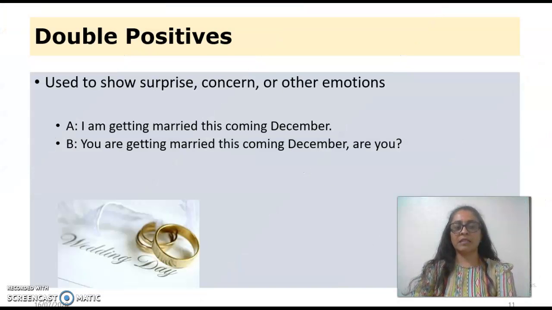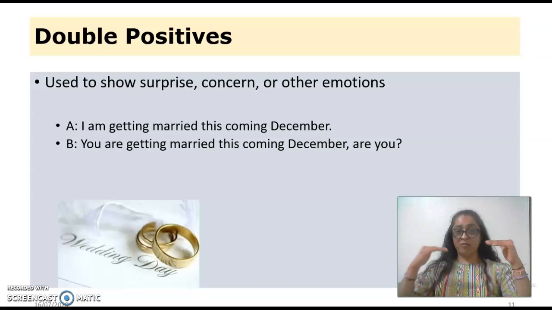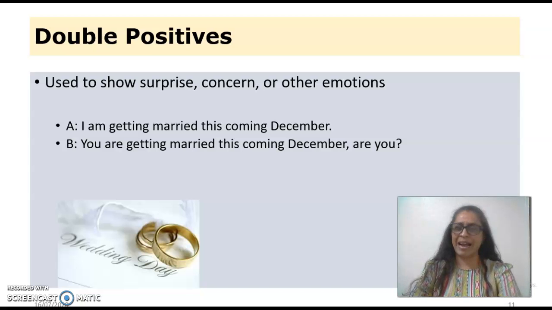There are also double positives, and these double positives are used to show surprise, concern, or other types of emotions. There's a conversation between two friends, and one of them says, I am getting married this coming December. And you show surprise: you are getting married this coming December. Are you? See, both of them are in the positive form, but you are showing an emotion. You are getting married this coming December. Are you? You see? So it's a surprise.